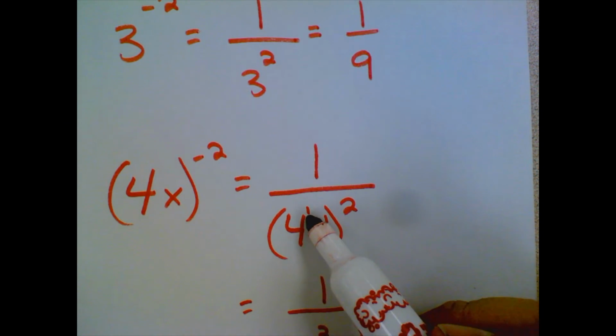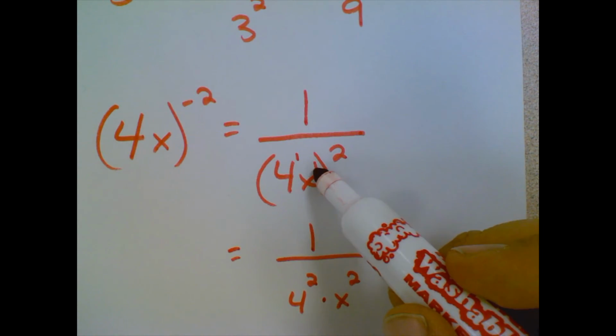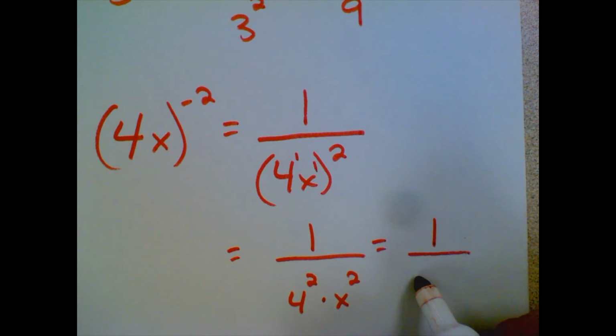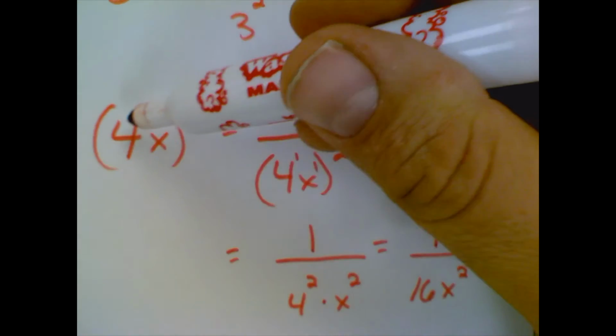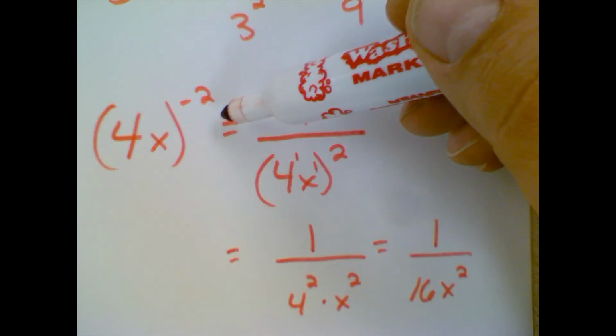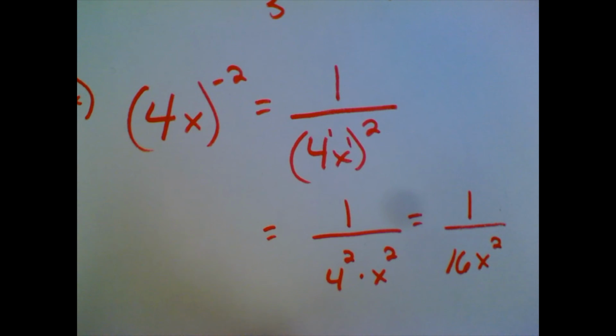And how I got that is I multiplied 1 times 2 to get this 2, and then this 1 times 2 to get that 2. And we can go one step farther. This is 1 over 16x squared. So if you notice the base is in parentheses, you have to raise everything in the parentheses to that negative second power. However, if you look at this next example, it's a little different.